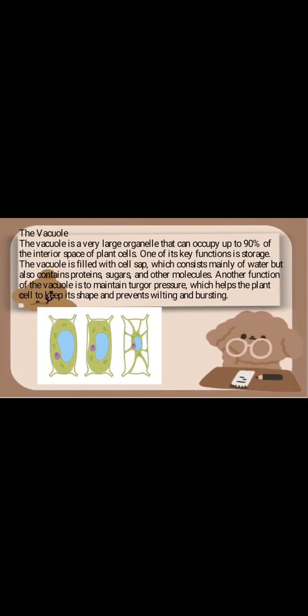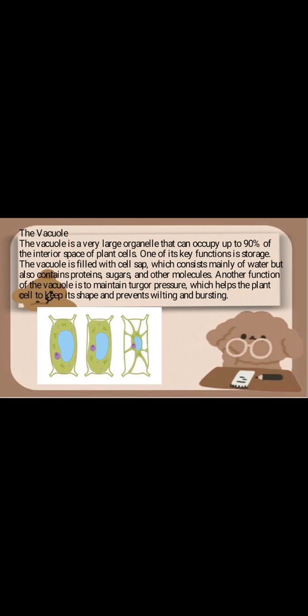The last is the vacuole. The vacuole is a very large organelle that can occupy up to 90% of the interior space of the plant cell. One of its key functions is storage. The vacuole is filled with cell sap, which consists mainly of water but also contains proteins, sugars, and other molecules.